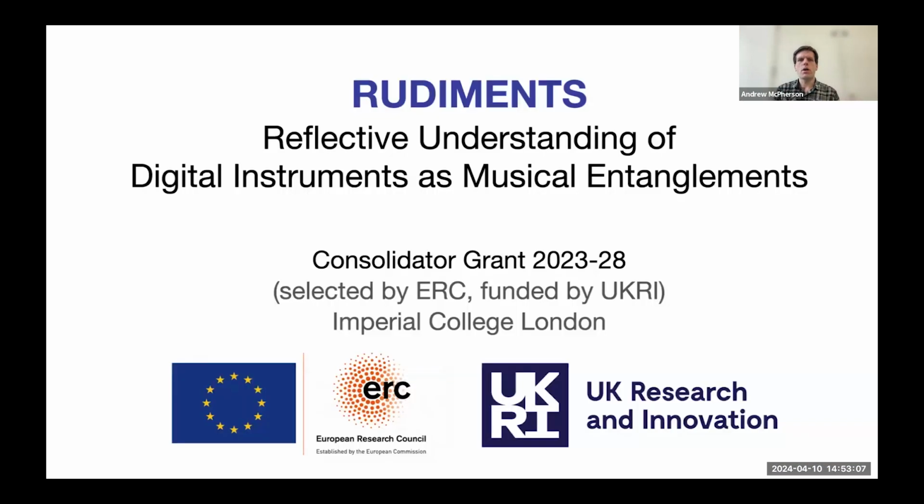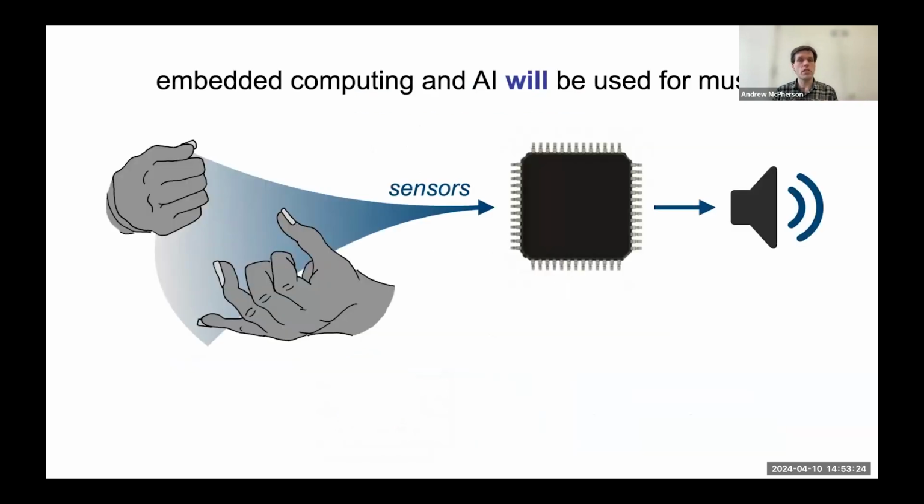That question is part of what I'm grappling with on this ERC project entitled Rudiments, which is around entanglement theory and digital musical instrument design. And this also connects to another point that Christopher made, which is around questions of responsibility, because some of the technologies at play in the Rudiments project are things like embedded computing, computer systems embedded into musical instruments and other objects, and of course, AI technologies.